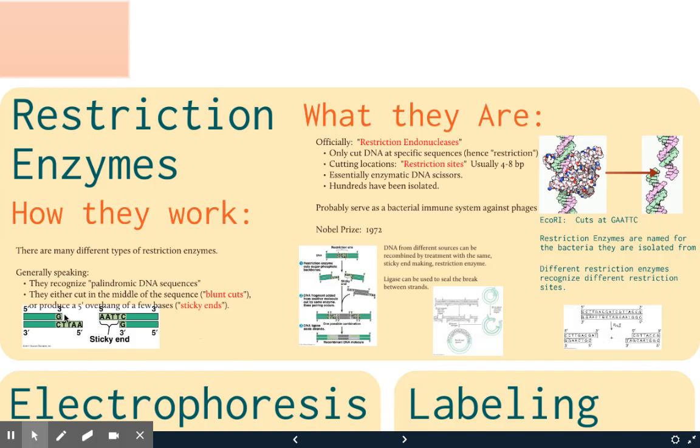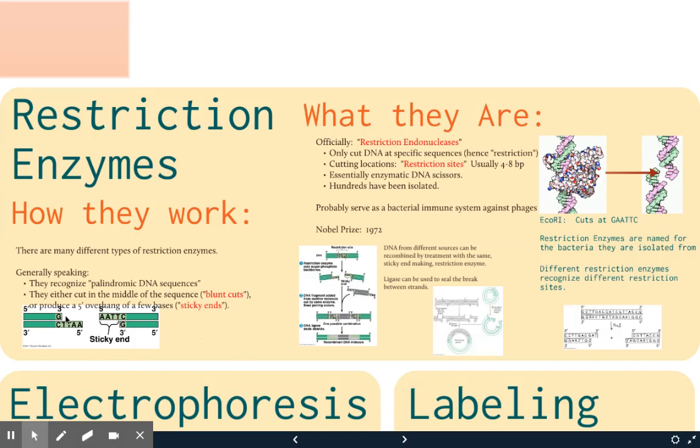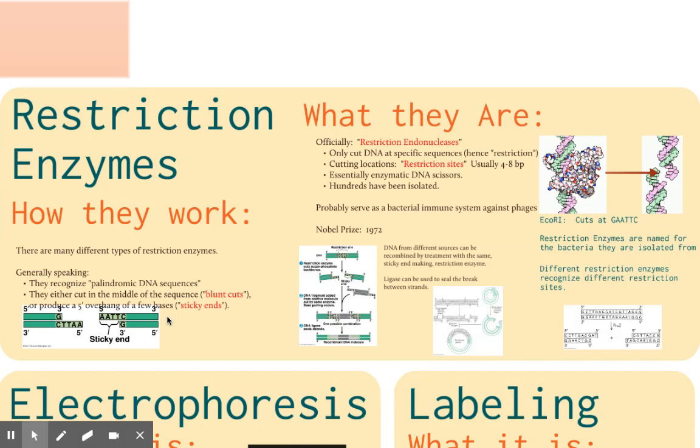But if it cuts like this, where you get this overhang, like so, and you can kind of put the DNA back, this is what we call sticky ends. And so we can cut DNA like this and produce sticky ends. And then I can take this piece of DNA and incorporate it into other pieces of DNA that I've also cut, and you can combine sticky ends and make them stick together. So it's pretty much little scissors.